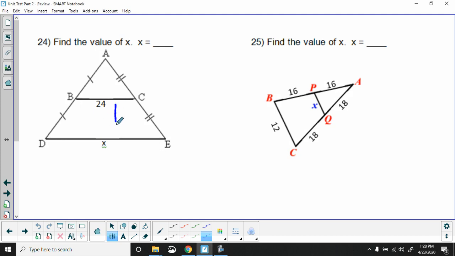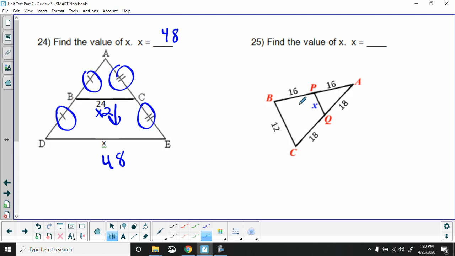We just have to double that 24. Doubling the 24, we get 48. Boom. And the only way we get away with that is because these are congruent. If you look over here, same issue. These are congruent to each other, so are these. And instead of multiplying by 2, since we're going inside the triangle, we need to divide by 2. So, x equals 6.